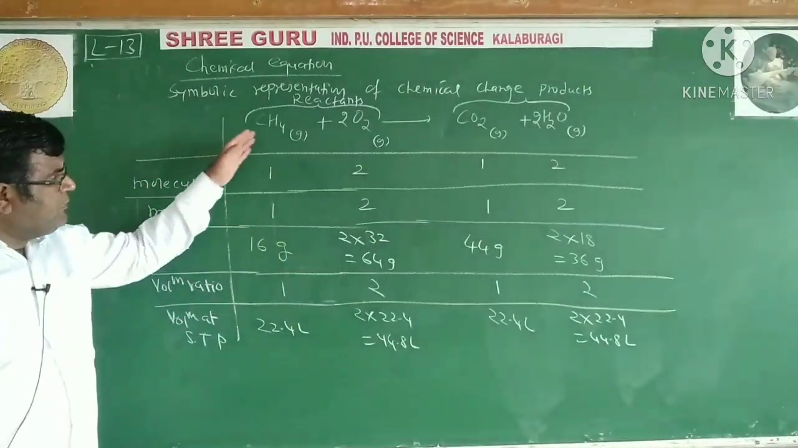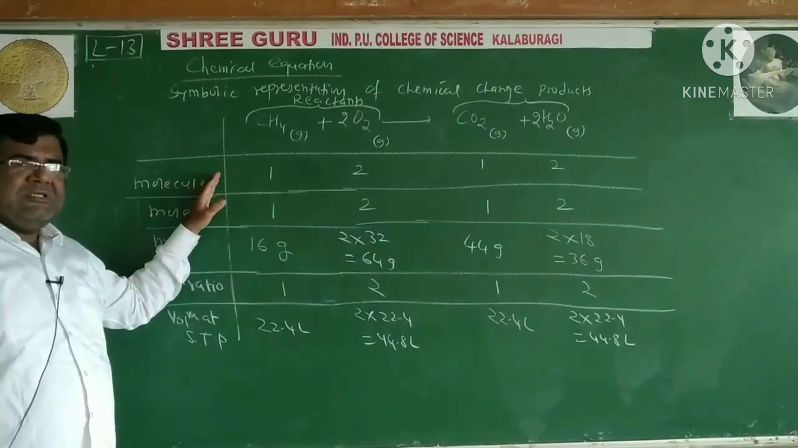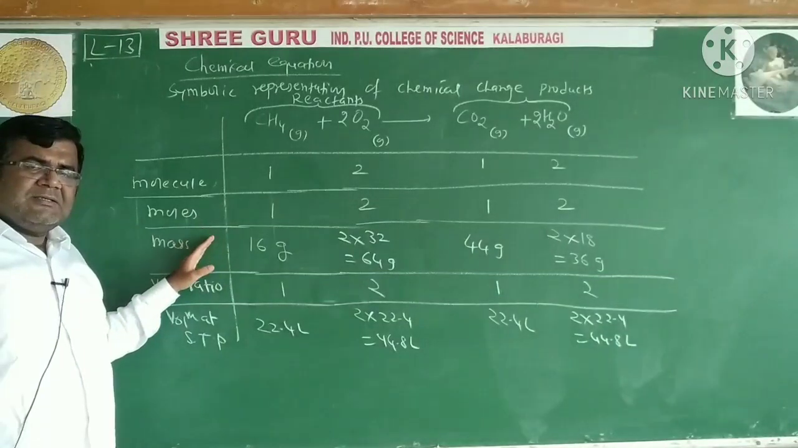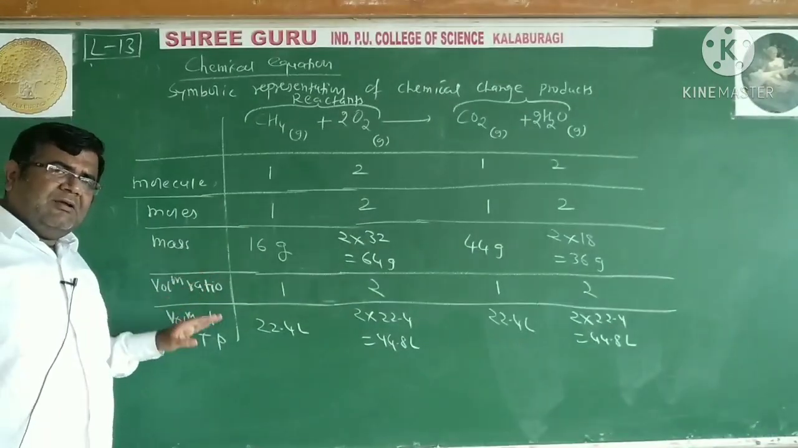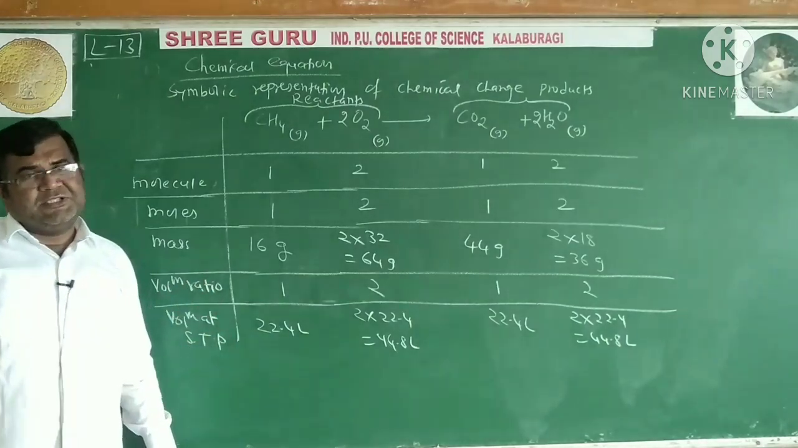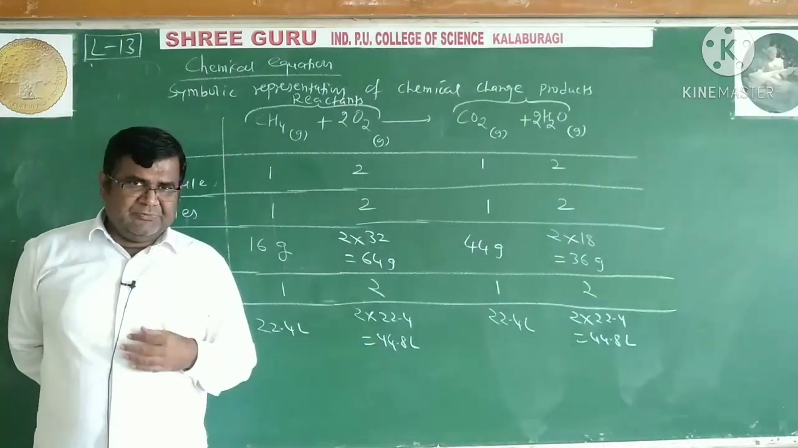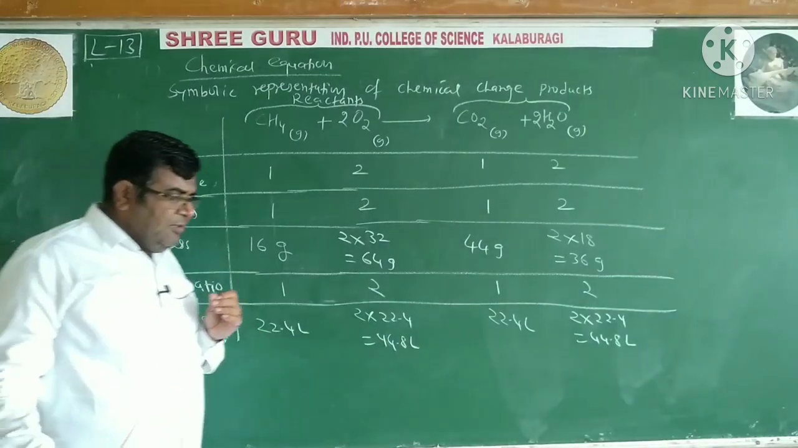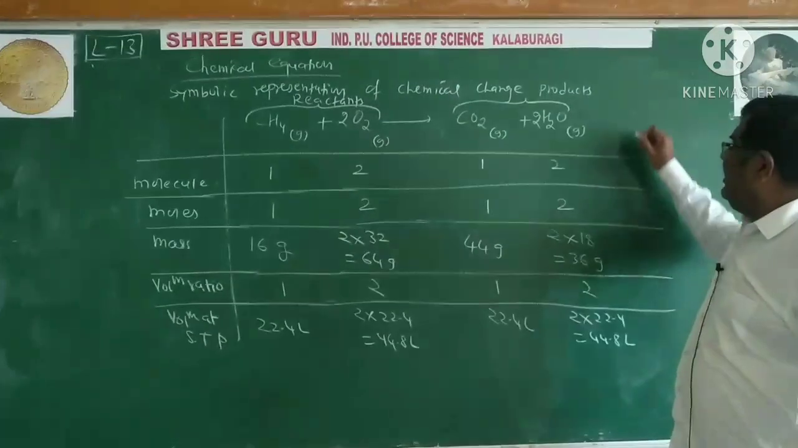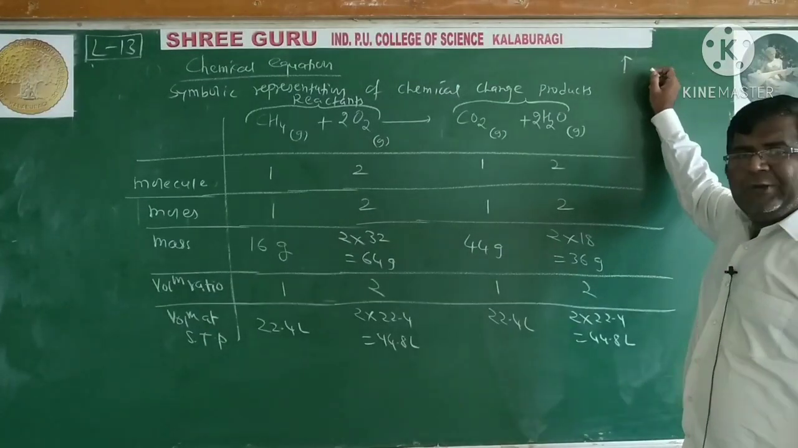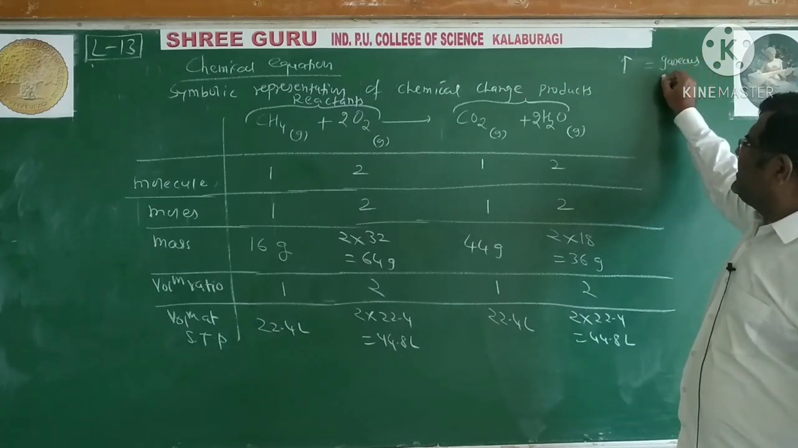So, when the equation is before us, we can interpret it in the forms of molecules, moles, mass, if they are gases, volume ratio, and their volume at the STP. Right, so this is the information given by the equation. This equation can be made more informative by writing this upward arrow. It means there is a gaseous product.